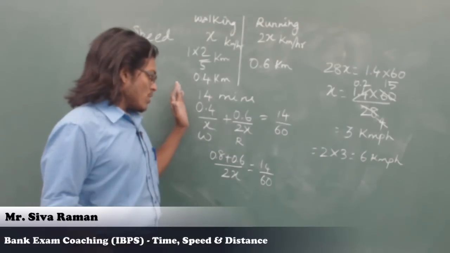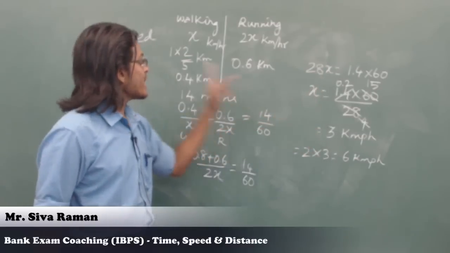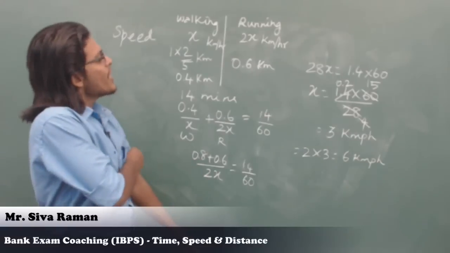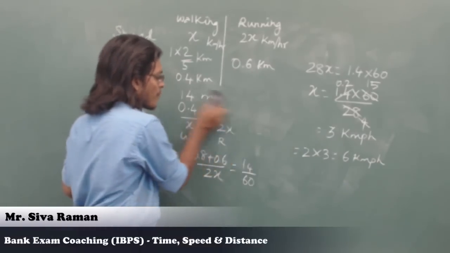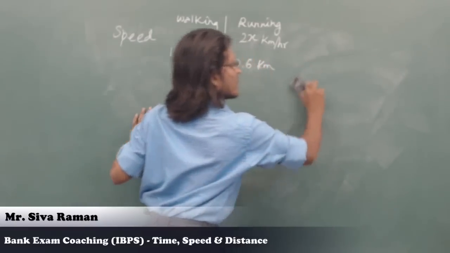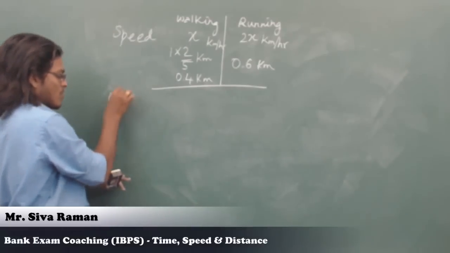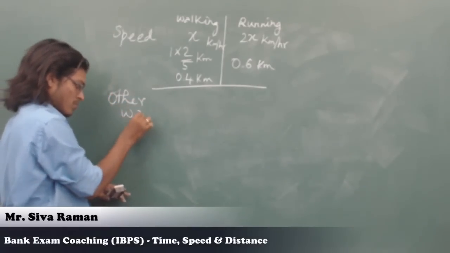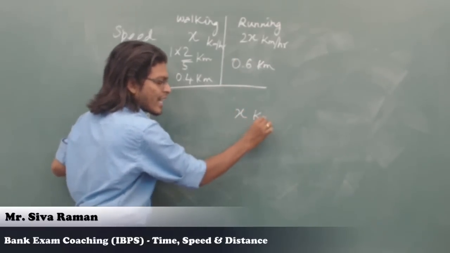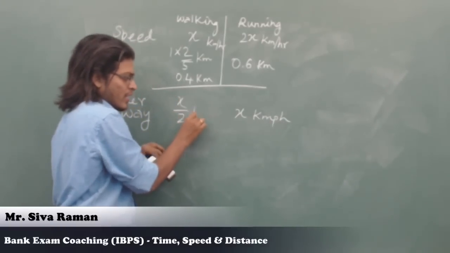Again, you can do the same problem in the other way. Walking time plus running time is equal to 14 minutes. You calculate, you get the walking speed, and then you calculate the running speed. The other way is, you can take this directly as x kilometer per hour, and this will be x by 2.